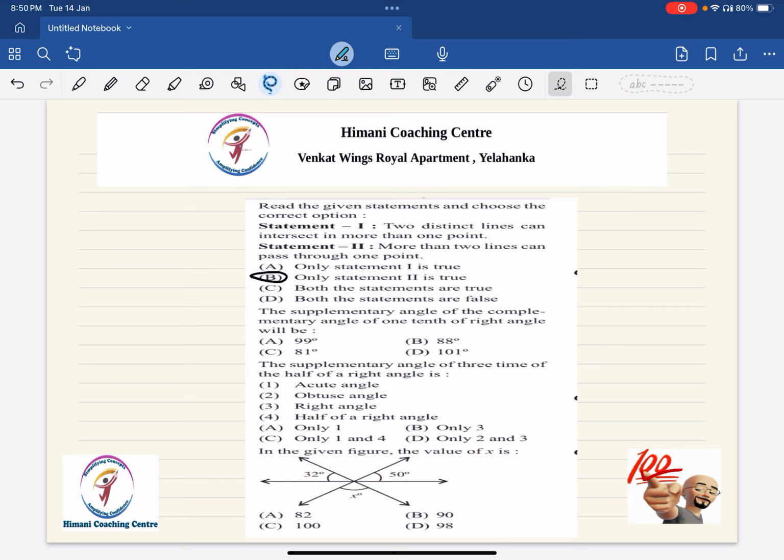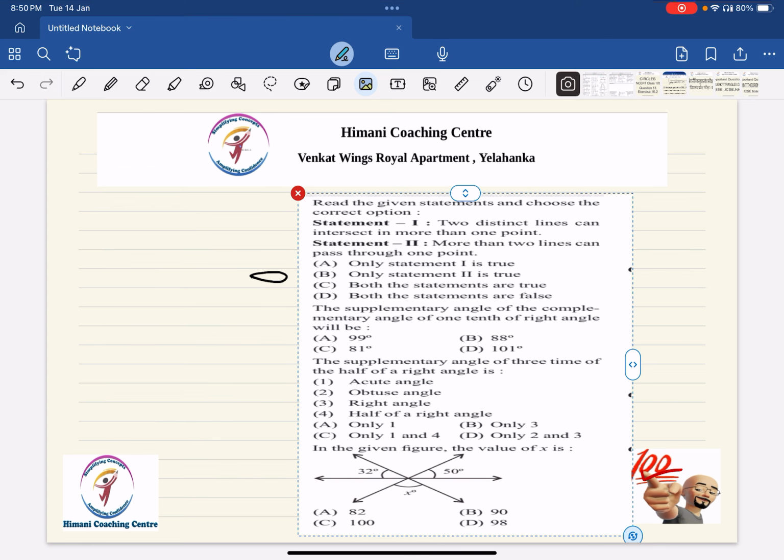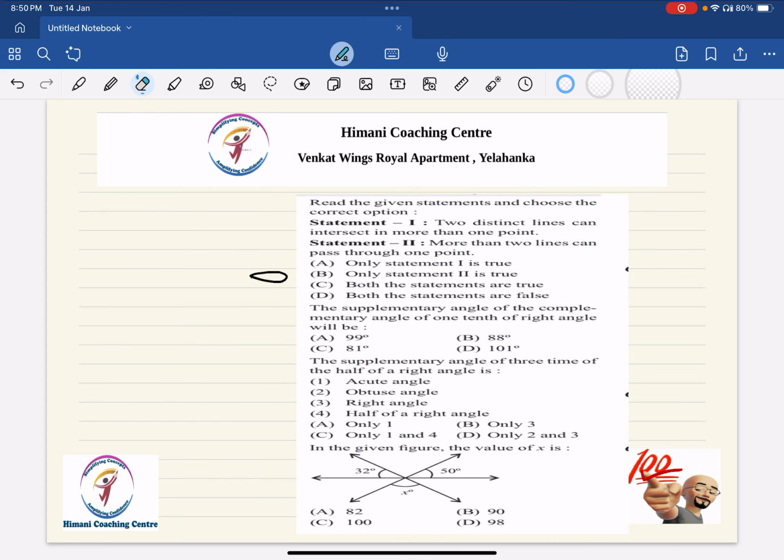It says the supplementary angle of the complementary angle of 1/10 of right angle. So what we need to do is, just a second, I'll make some space here. Okay. So let us start with, see what is supplementary angle. Supplementary angles are two angles which add up to 180 degrees. What are complementary angles? A pair of angles which add up to 90 degrees. Now, the question says supplementary angle of the complementary angle of 1/10 of right angle.